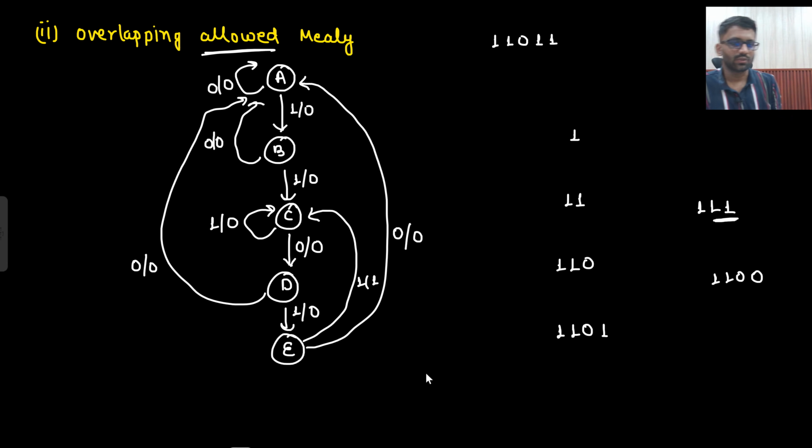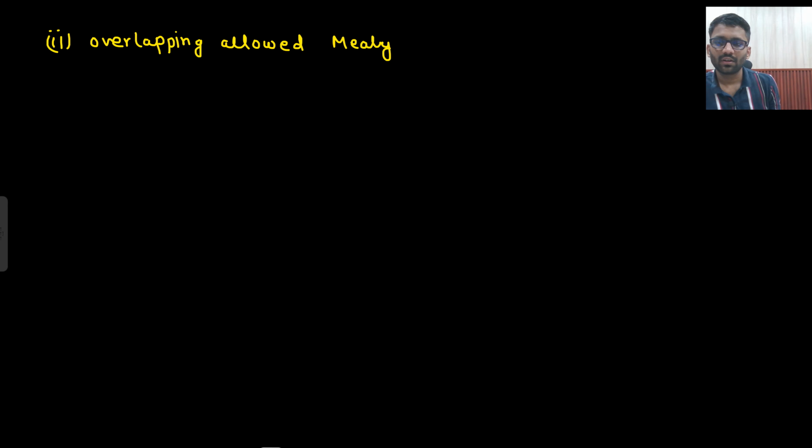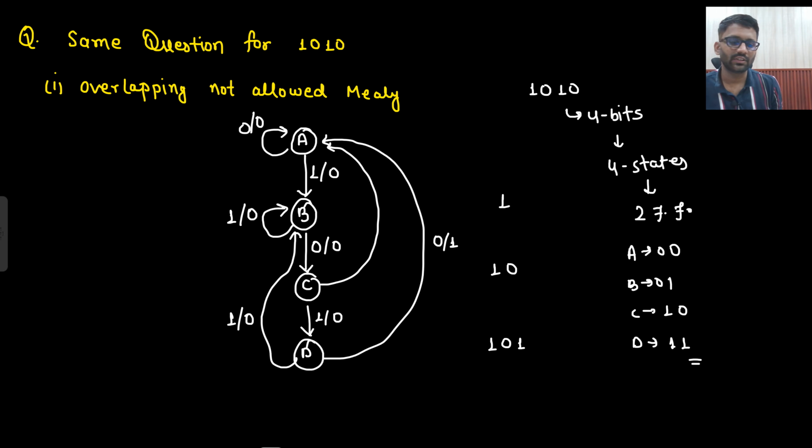And for E also we have analyzed. So I hope you are understanding the point, right? Let's do it again for this sequence, which is 1010. Okay. So I am currently at state A. If applied input is 1, then I am happy. I can go to the state B.